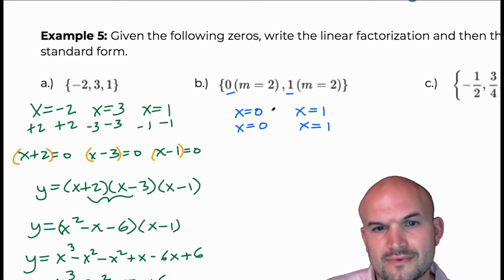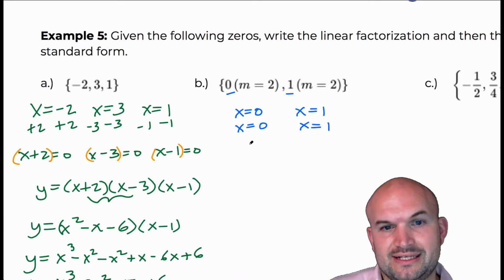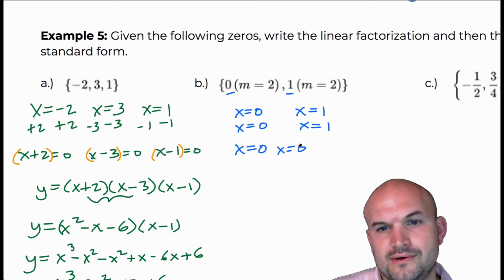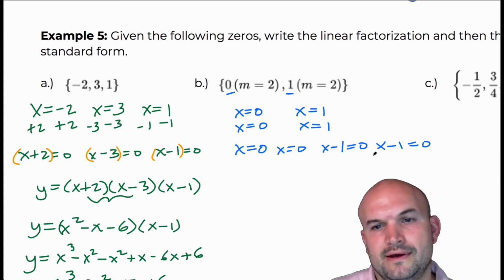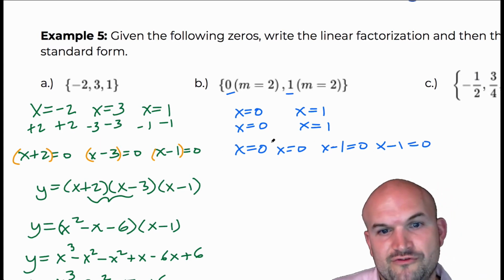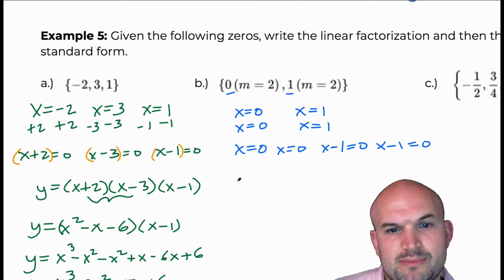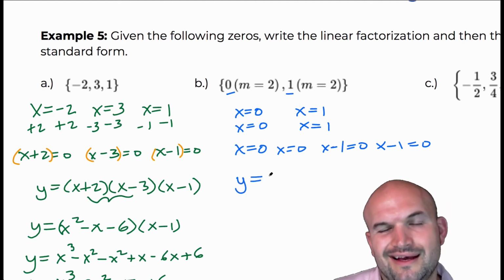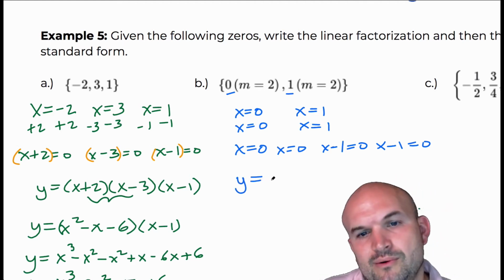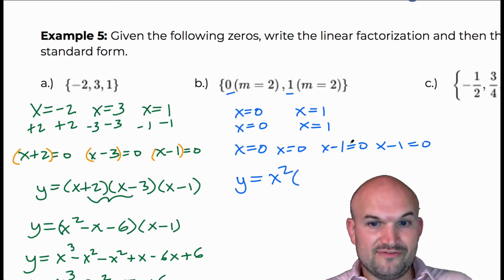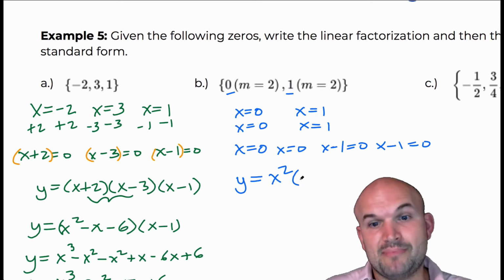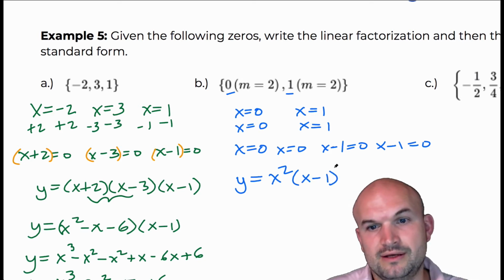Now, if I want to write them out like I did here, I have x equals 0, x equals 0. Here I have x minus 1 equals 0 and x minus 1 equals 0, right? Here's all of your factors, basically. So when I write them as my product of factors, I have y equals, you could write x minus 0 times x minus 0, but why do that? Let's just write this as x squared. And then here, I have x minus 1 as a factor twice, which is a binomial squared, x minus 1 squared.